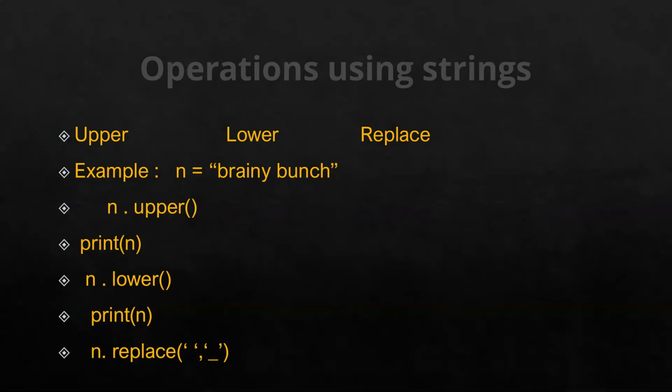Now replace is used to find and replace a character. For example, here brainy and bunch are separated by a space, and I am going to replace this space with an underscore, that is n dot replace of an empty space comma underscore, and this will get executed successfully, as I will show in the IDE after completing this explanation.